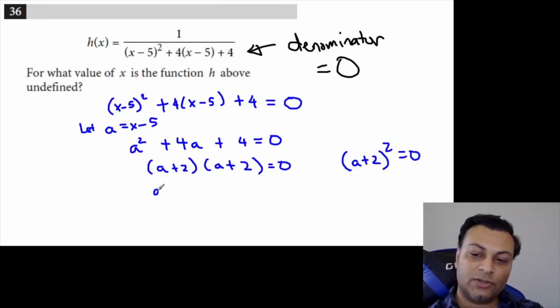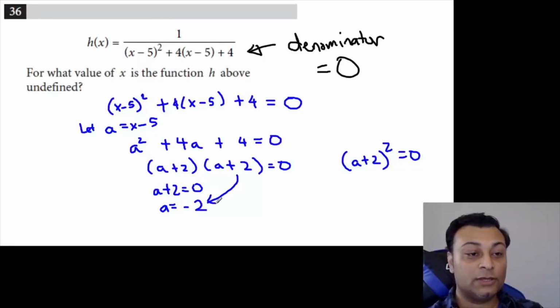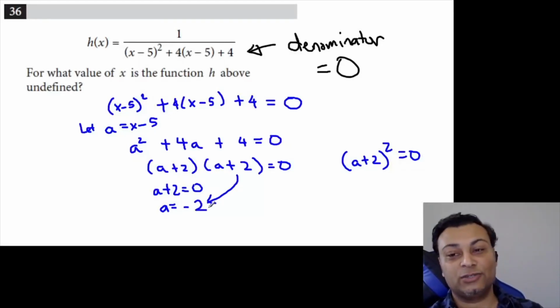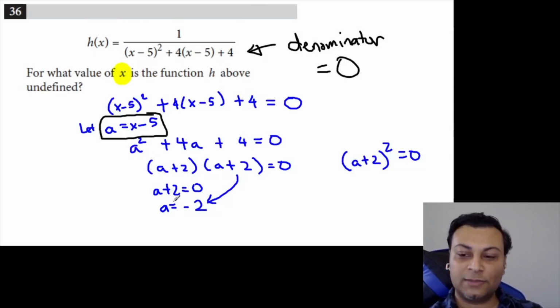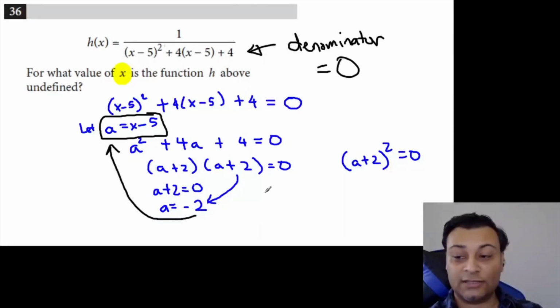When you solve this, you get a plus 2 equals 0, and so a equals negative 2. You get the same solution from here. So a equals negative 2, but that's not the final answer. We want to know the value of x. Well, what did a stand for? A stood for x minus 5. So let's substitute this back in here, and we can solve for x. So negative 2 equals x minus 5. We add 5 to both sides. And final answer is x equals 3. So the answer is 3.